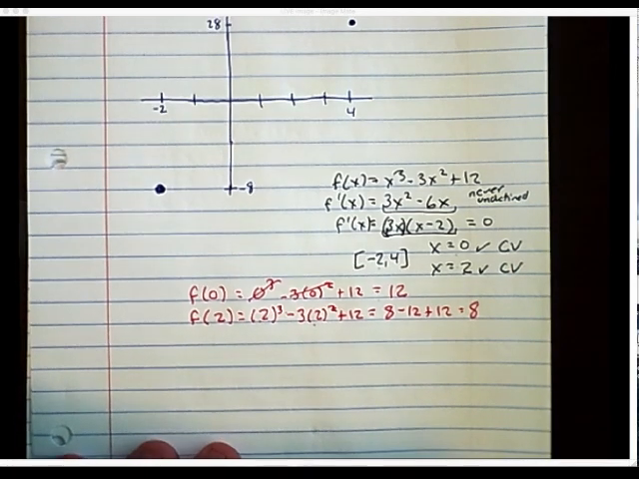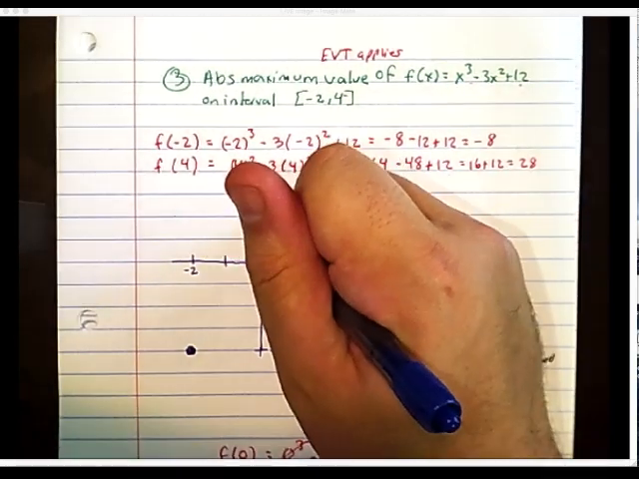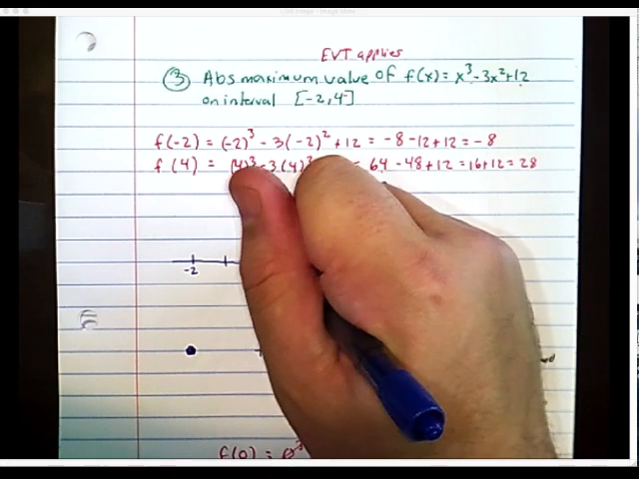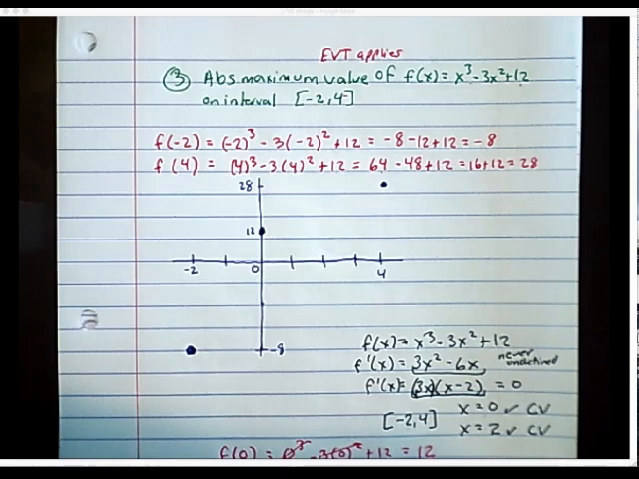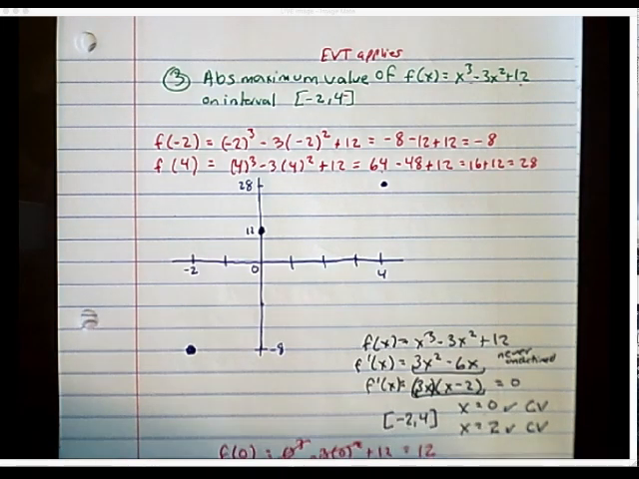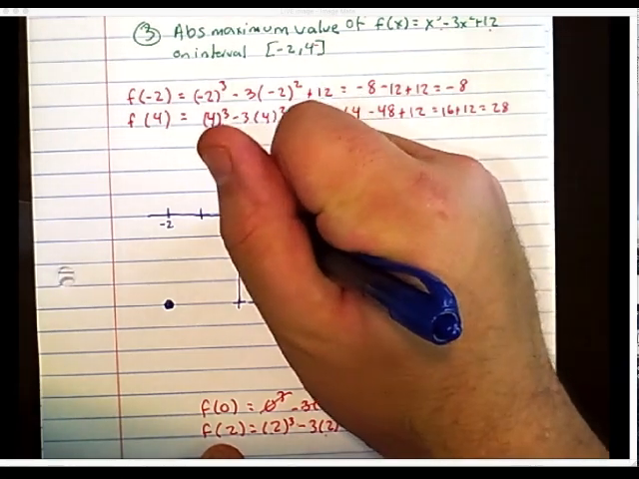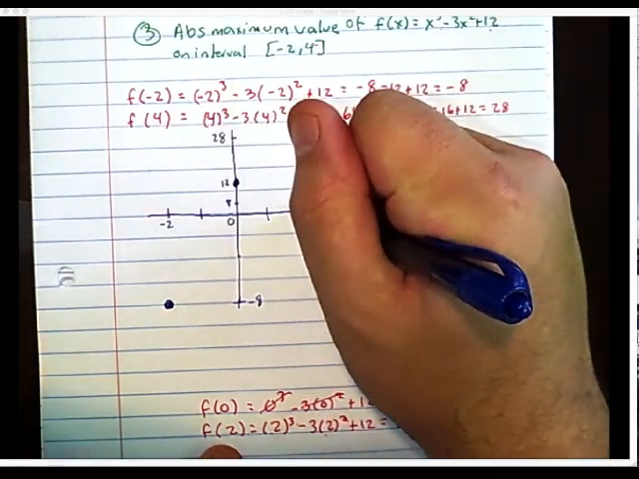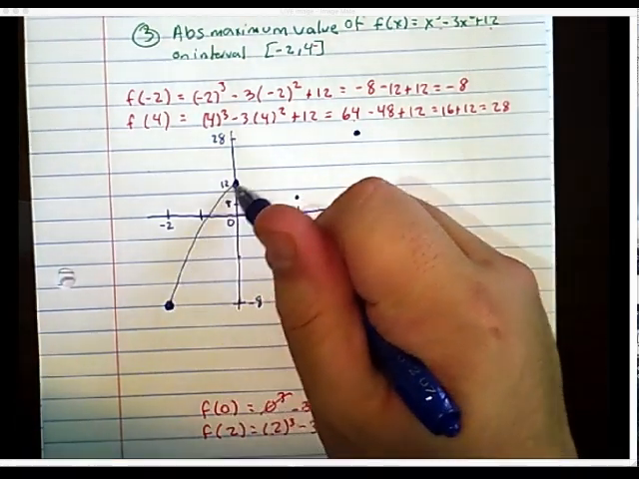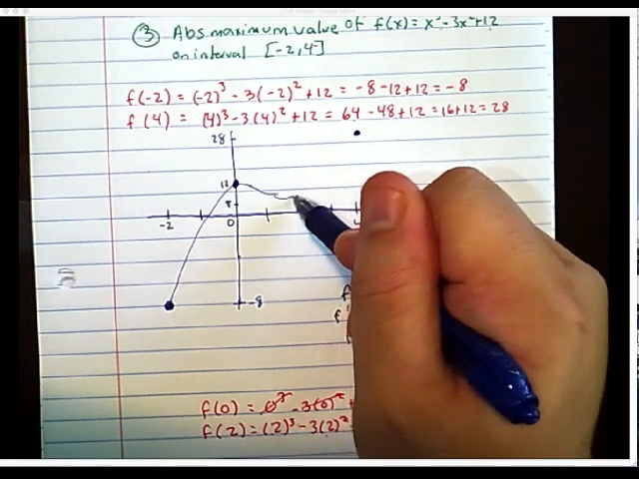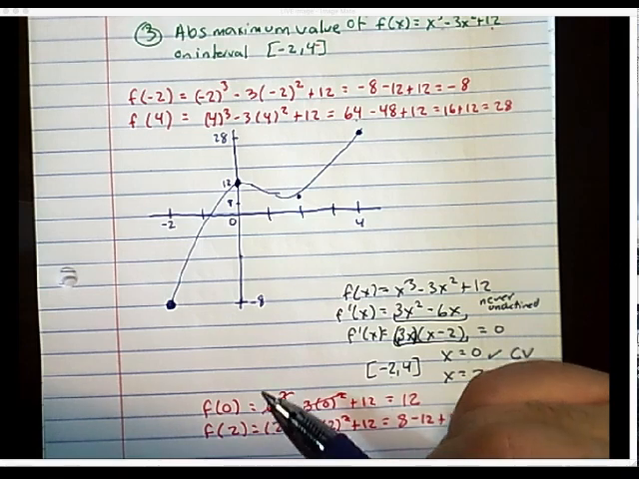So on my graph here, when x equals 0, the y value equals about 12, which might be about right there. All right. And when the x value is 2, the y value is 8. So, don't know what the graph looks like, but maybe it looks something like that over that interval.